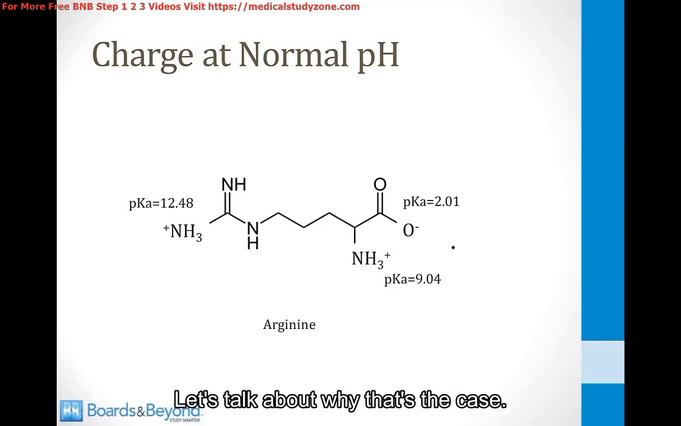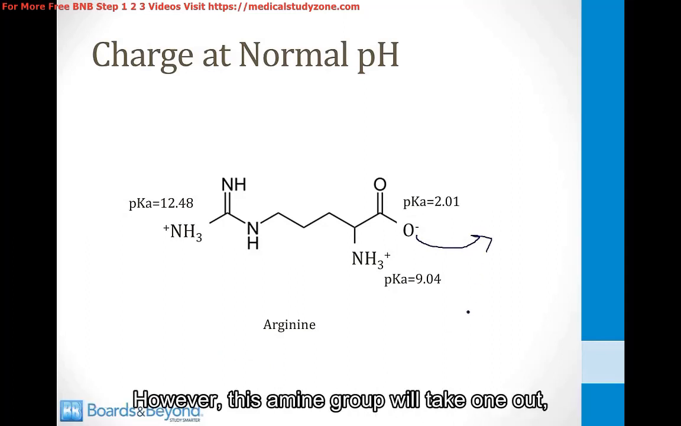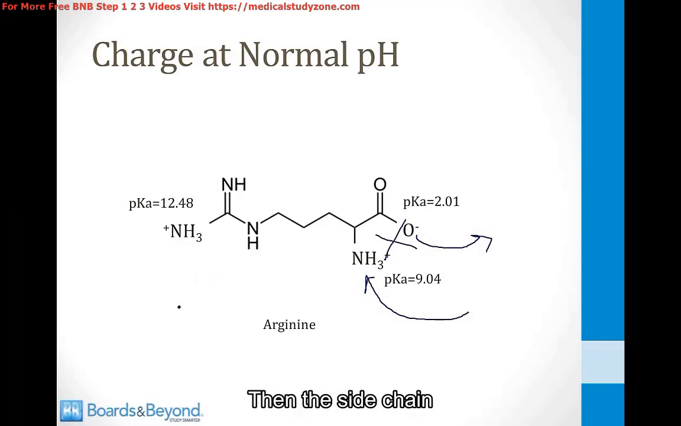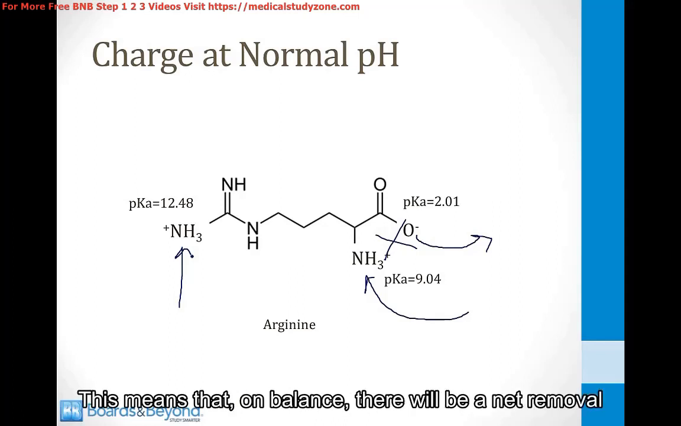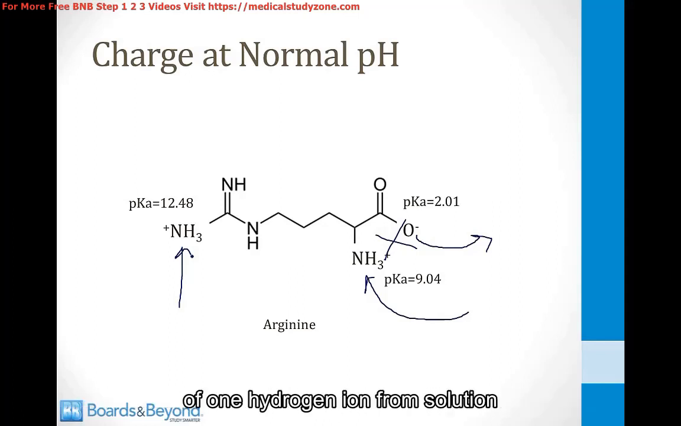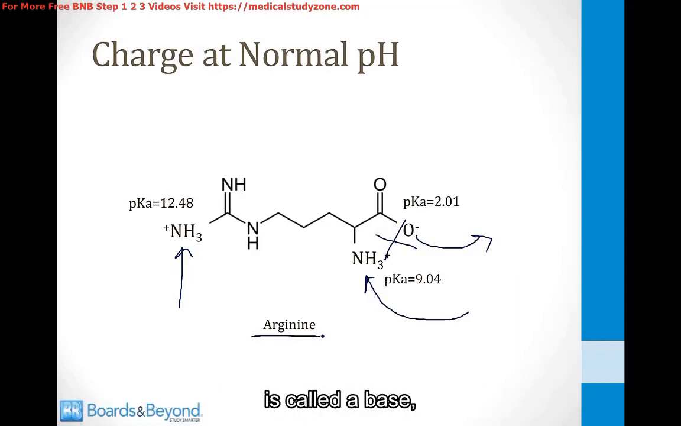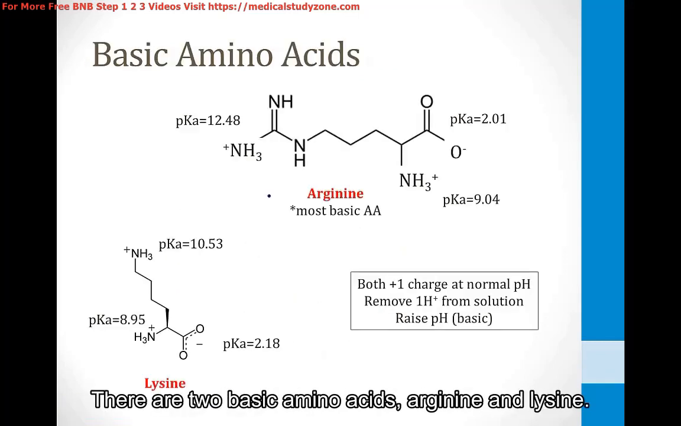Let's talk about why that's the case. This oxygen group will donate a hydrogen ion to solution. However, this amine group will take one out, and these two will cancel each other out. Then the side chain will take an additional hydrogen ion out of solution at plasma pH. This means that on balance, there will be a net removal of one hydrogen ion from solution by the amino acid arginine. And anything that removes hydrogen ions from solution is called a base, and therefore arginine is a basic amino acid. There are two basic amino acids, arginine and lysine.